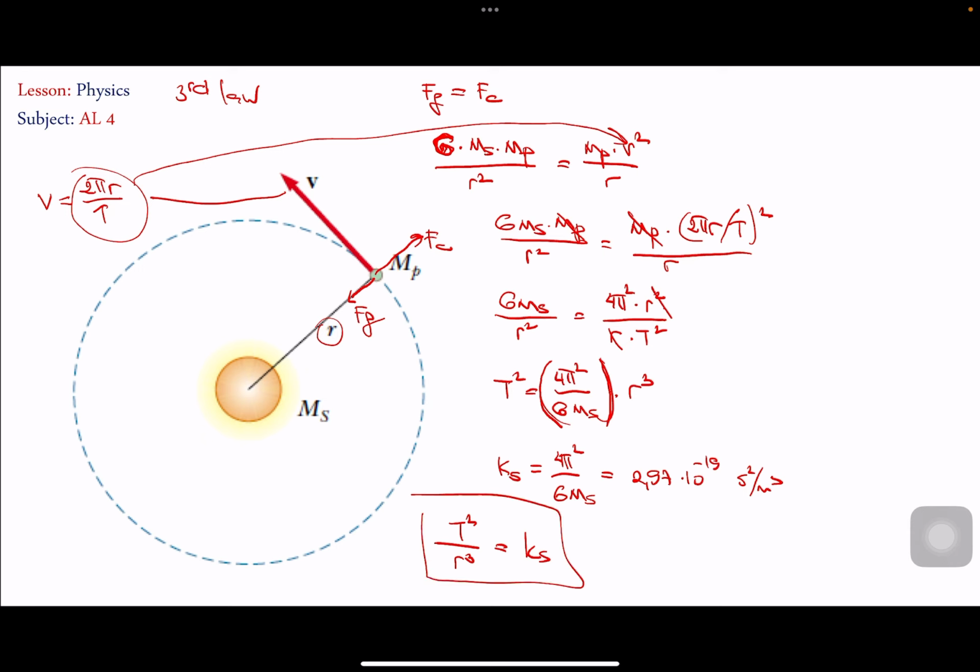So that was the third law of Kepler. So the ratio of the squares of the periods of planets that are revolving around the Sun to the cubes of their semi-major axes, T squared over r cubed, equals a constant number. That was the third law of Kepler.